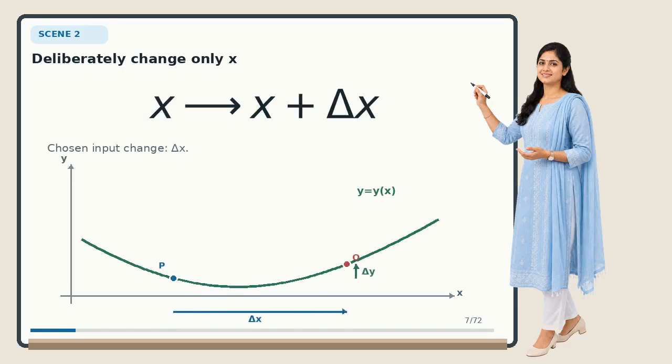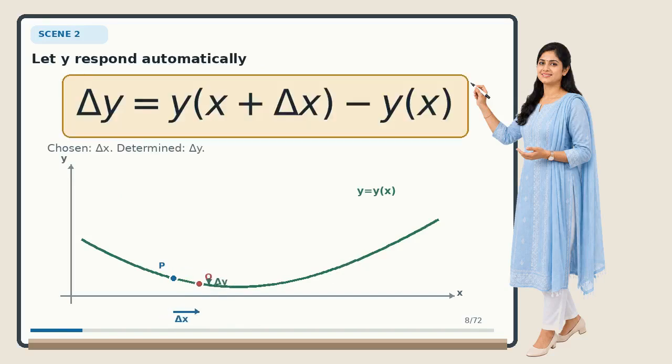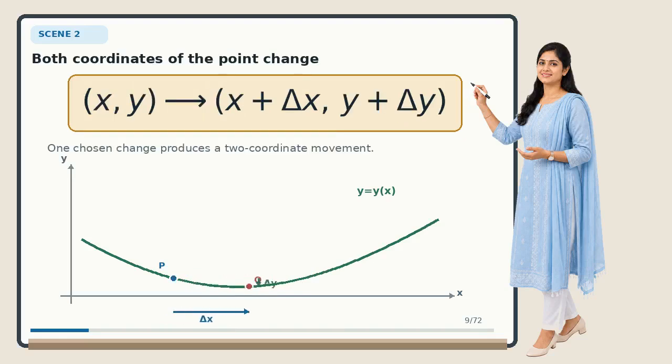I deliberately choose only a small change delta x. I do not independently choose a second arbitrary change for y. Because y equals y of x, the chosen change in x automatically produces the corresponding change in y. Delta y is y of x plus delta x minus y of x. It is determined by the path. Although I initiated only delta x, both coordinates of the point change. This paired movement is the important idea.